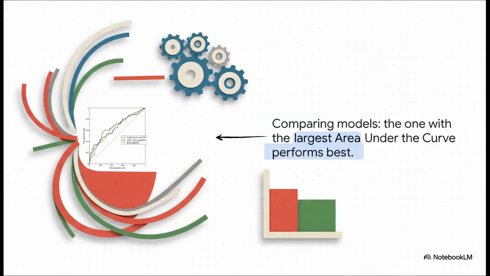And this is why AUC is so powerful. It makes comparing models dead simple. Just look at this graph. We've got 3 different models here, each with its own curve. It's obvious that the red curve has the biggest area underneath it, right? That tells us, at a glance, that it's generally the best performing model out of the 3.